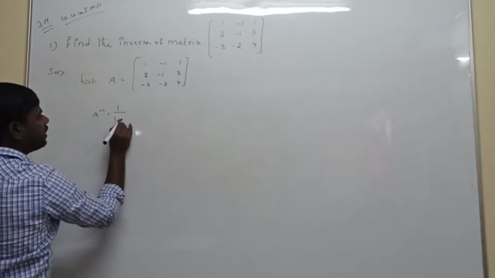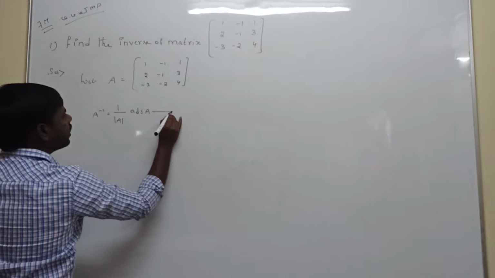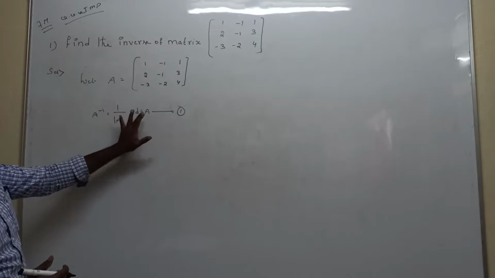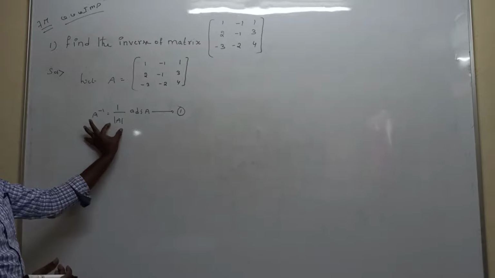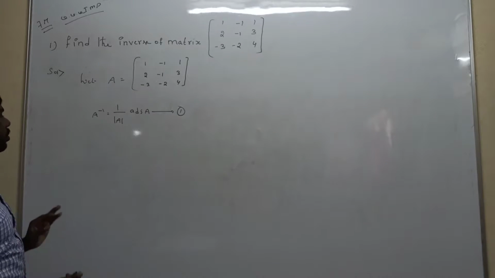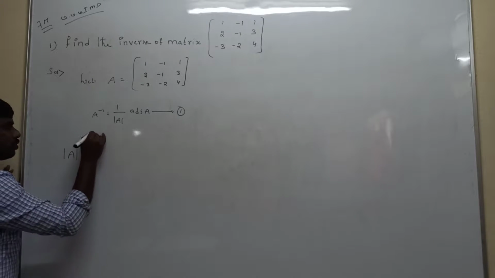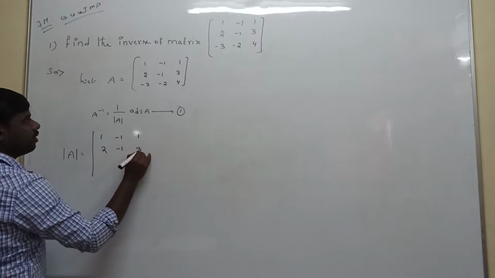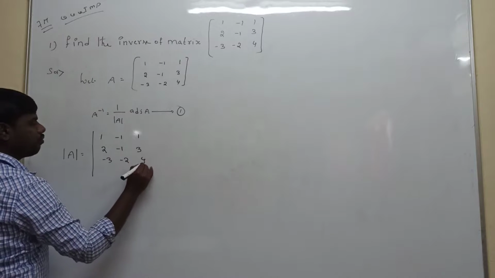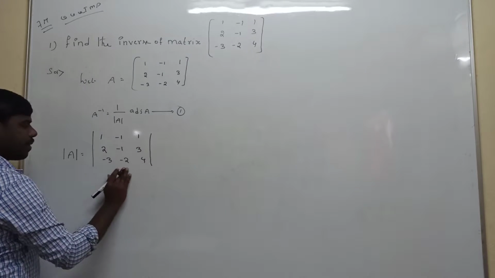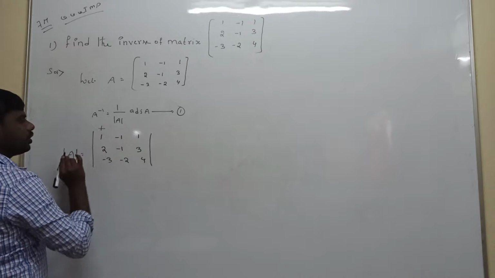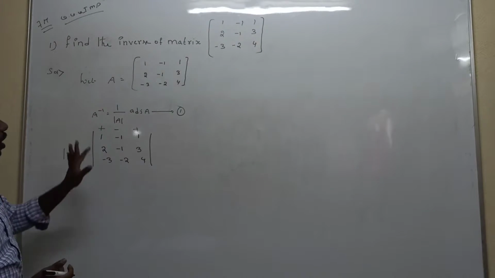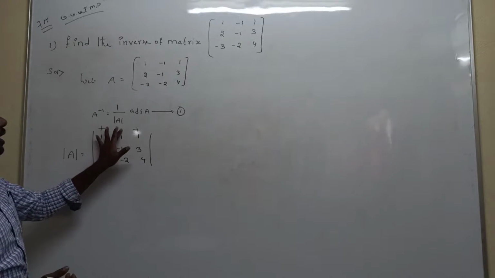A inverse is equal to 1 divided by delta A into adjoint of A. Consider this equation number 1. First calculate the determinant of A, after that calculate the adjoint of A. So first we calculate the determinant of A. Take the determinant and substitute the values. When a 3 by 3 matrix is there, the signs to consider are positive, negative, positive.